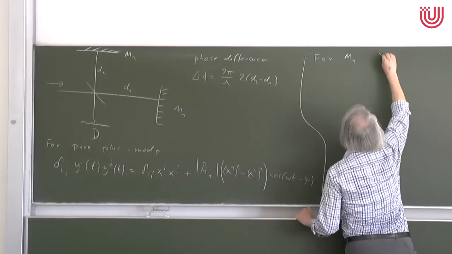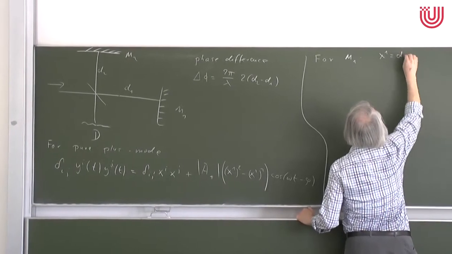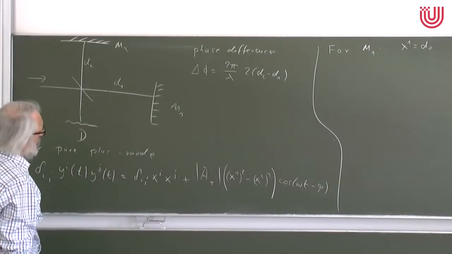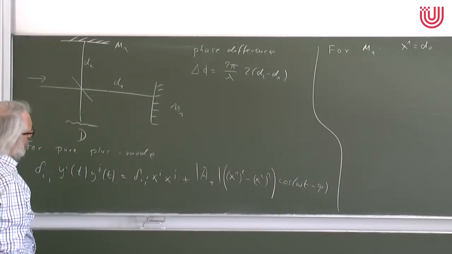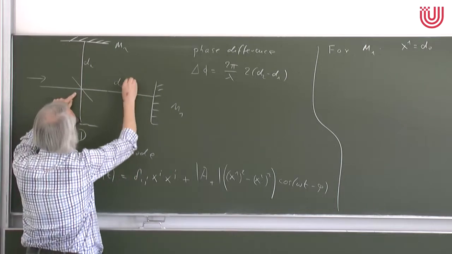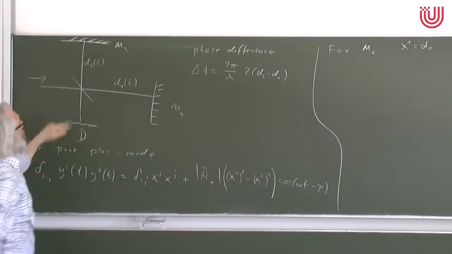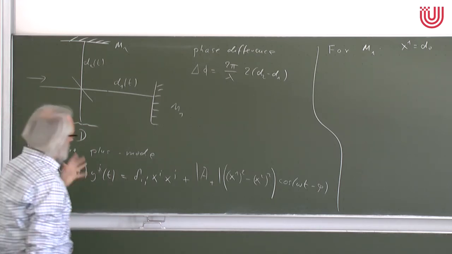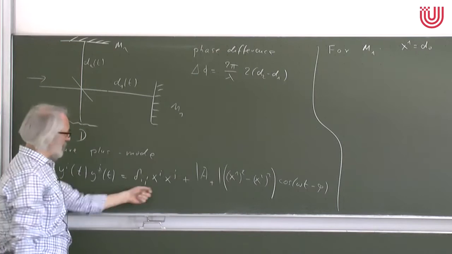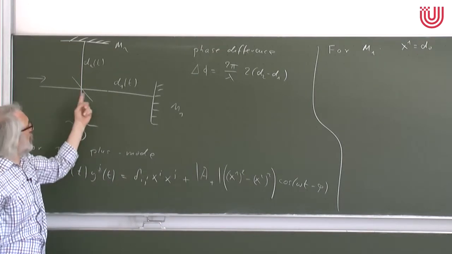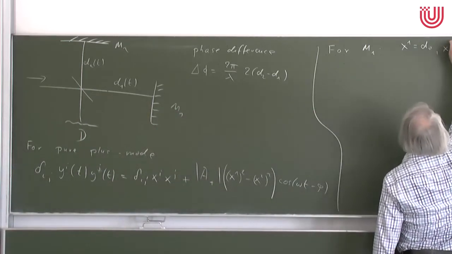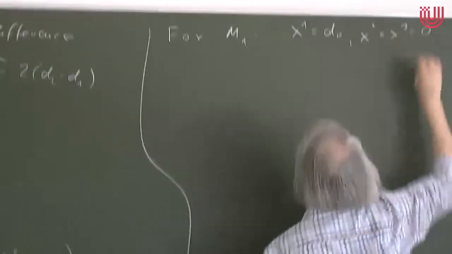So the x1 coordinate of this mirror would be d0, right? This is the unperturbed length of this arm. So d1 is a function of t. If the gravitational wave comes in, these quantities will change over time. They are given by the square root of these distances. If there's no gravitational wave, then the y's are the same as the x's, and we assume that the arm length in this equilibrium state is d0. And x2 and x3, of course, are 0.